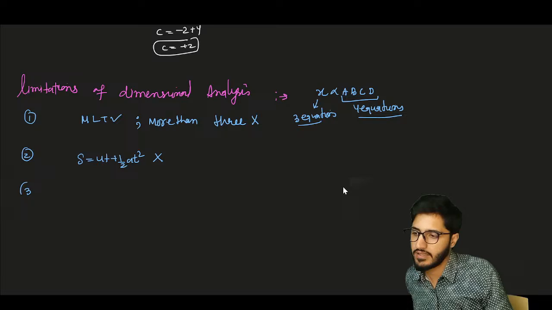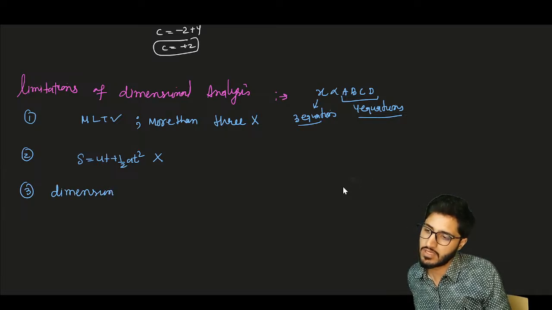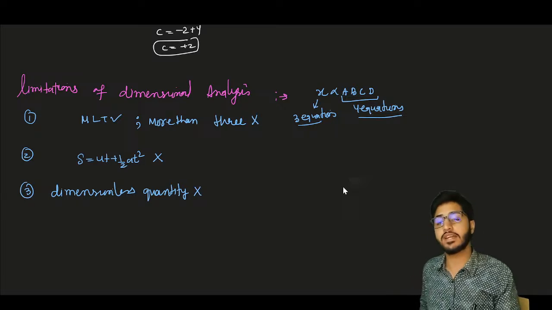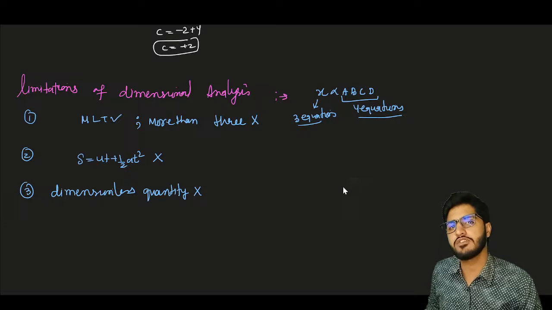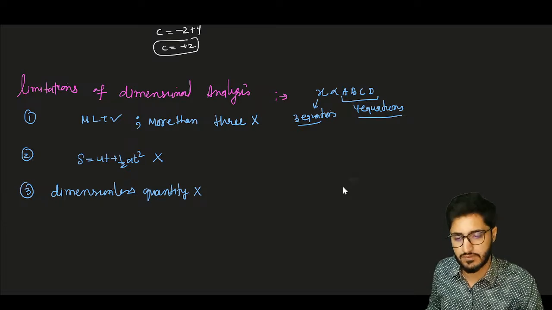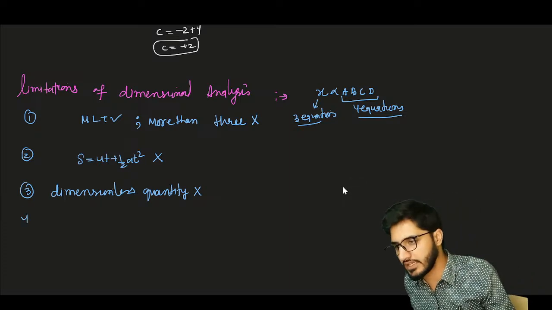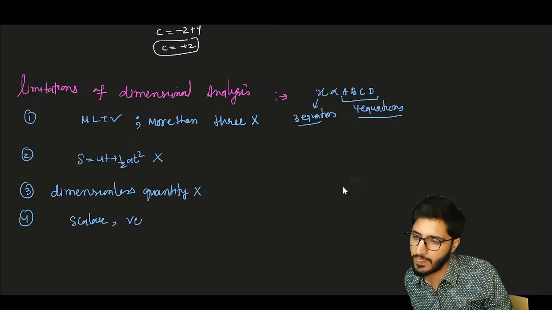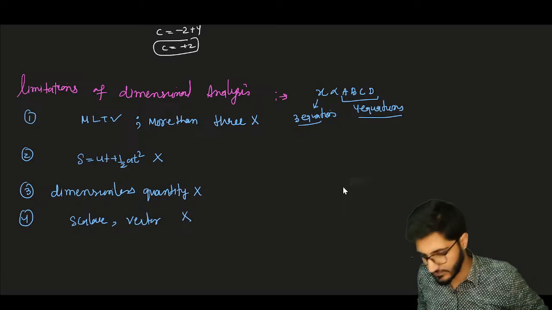Number three, if a dimensionless quantity is present, we can't derive the dimensionless quantity. Let us suppose we have 1/2 mv square. We can derive mv square, but we can't derive the 1/2. It doesn't give any idea regarding whether it is a scalar quantity or a vector quantity. Clear?